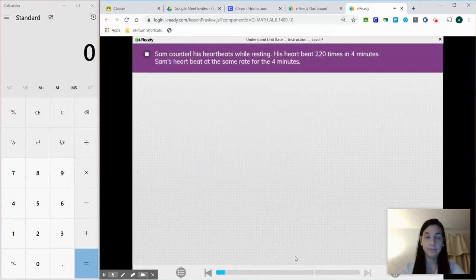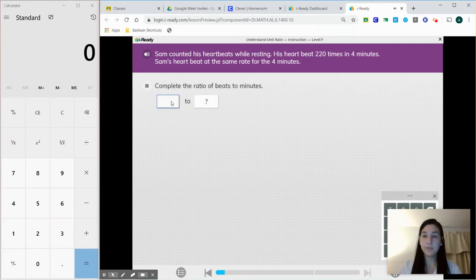Sam counted his heartbeats while resting. His heart beat 220 times in 4 minutes. Sam's heart beat at the same rate for the 4 minutes. Complete the ratio of beats to minutes. So we see beats to minutes. So here it's beating 220 times. So that's going to be the first part of our ratio, 220. And then here we see 4 minutes. And we know minutes is the second piece. So 220 to 4.